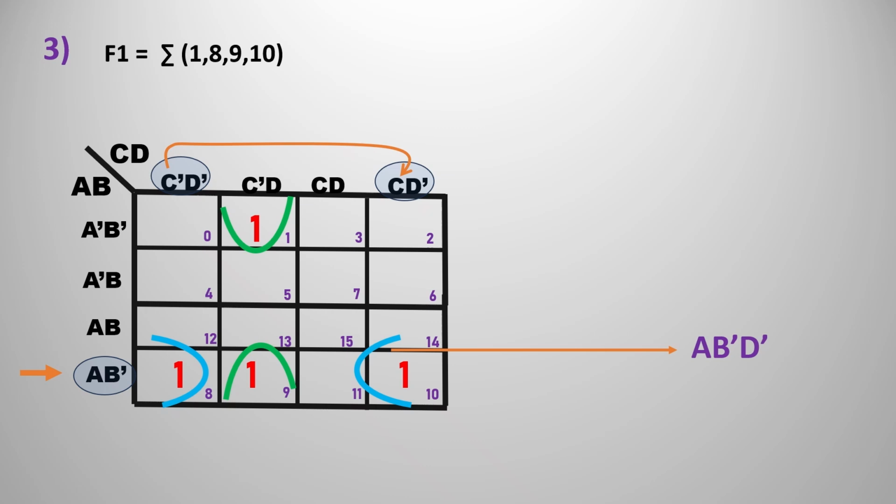The first blue highlighted group can be represented as A B bar. We are going through those two terms and D bar is not changing, so that is our final output, A B bar D bar.